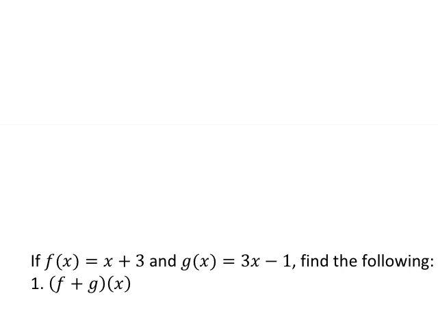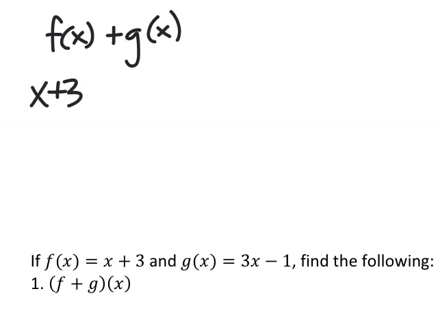Alright, on number 1 we have f of x equals x plus 3 and g of x equals 3x minus 1. And what it tells us to do there is f plus g of x. So all that means is that we're going to take the two functions and add them together. So we have essentially f of x plus g of x. And f of x is x plus 3. And we'll add that to g of x, which is 3x minus 1.